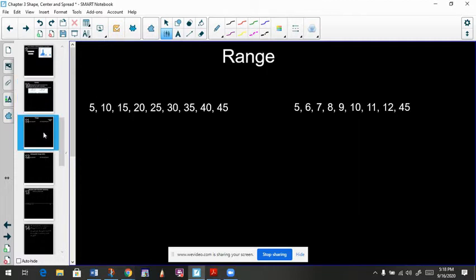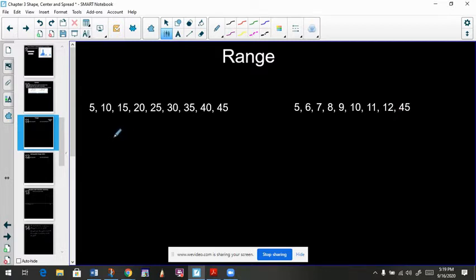Okay, so first, let's talk about range. We've got two different data sets, 9 values each. The range for this one is the highest value minus the lowest. Now before we calculate, look how different the two data sets are. This one's pretty evenly spread from 5 to 45. This one, most of your data is from 5 to 12, not very spread out, and you've got the one outlier, 45.